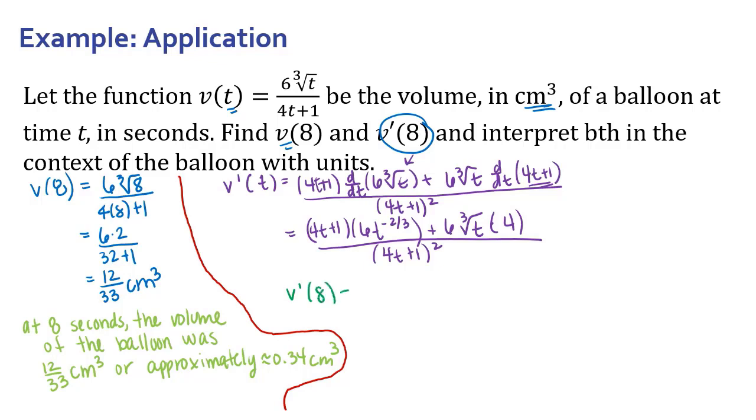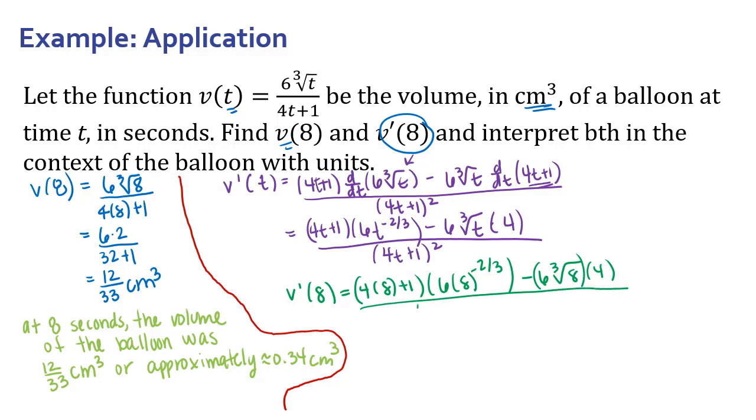So v prime of 8 is going to be 4 times 8 plus 1 times 6 times 8 to the negative 2/3 plus 6 times the cube root of 8. Actually, this should all be a minus, shouldn't it? So quotient rule is subtracting. Okay, so minus 6 times the cube root of 8 times 4, all over 4 times 8 plus 1 squared. Ooh, that is ugly, ugly, ugly.